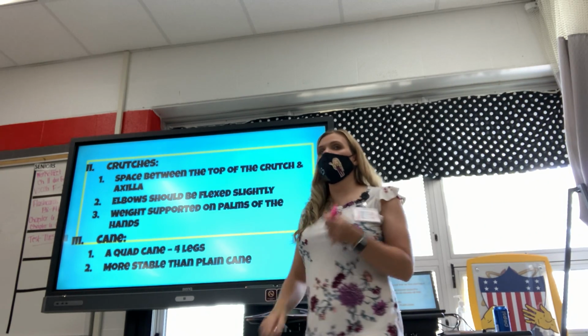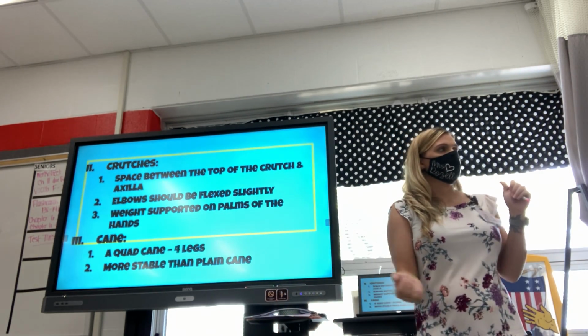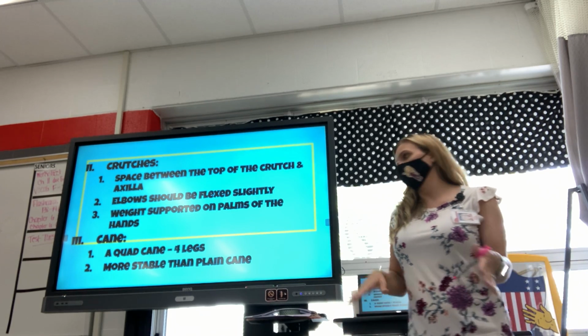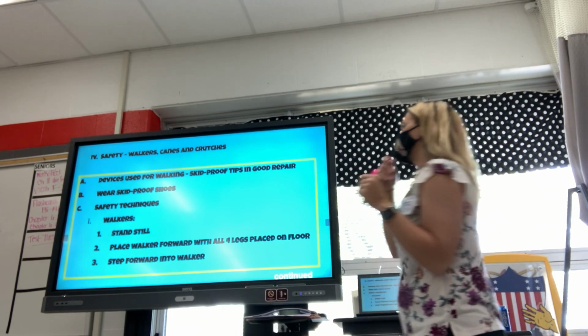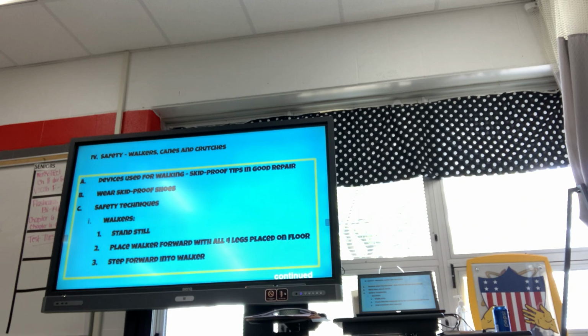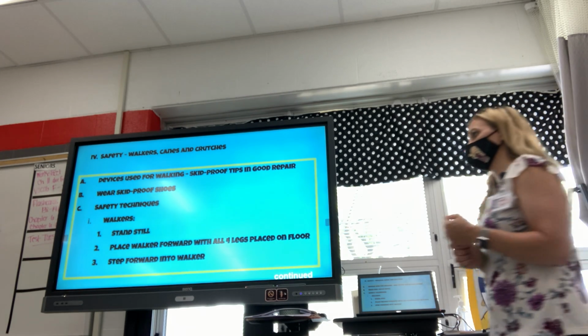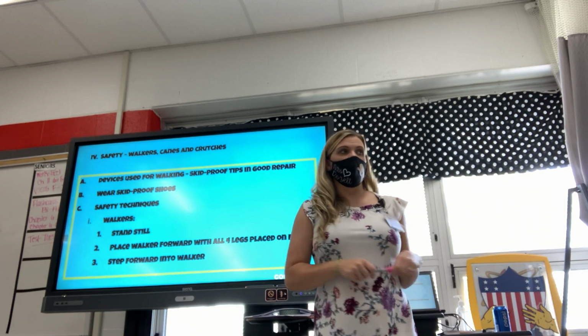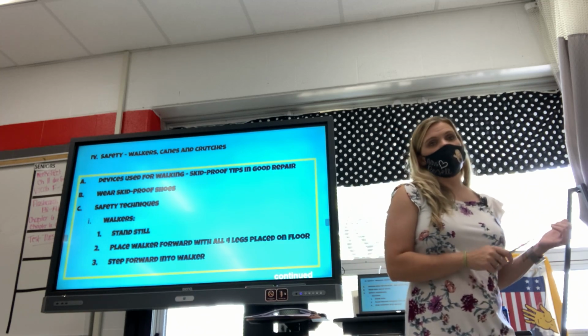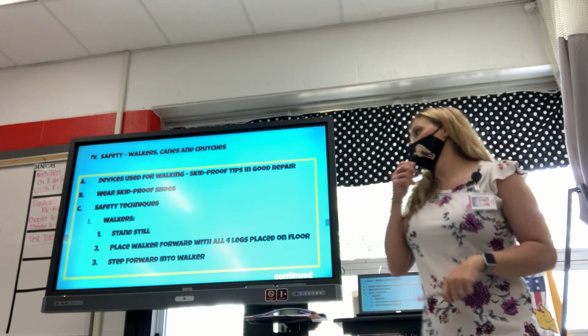Canes are a big thing. They can have 2 or 1 or 4 legs on them, and I've got examples. And then walkers, right? We have some walkers. You do have to learn how to use a walker, so same thing with that. You need to lock them. Make sure that they're not rolling away from your patient when you get them up.